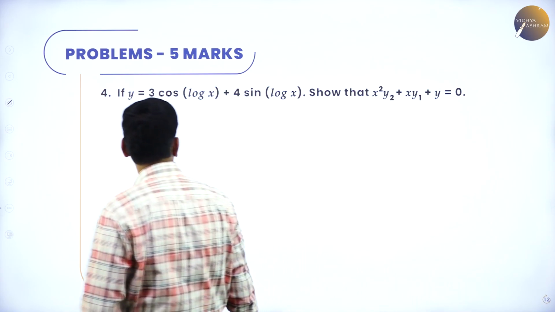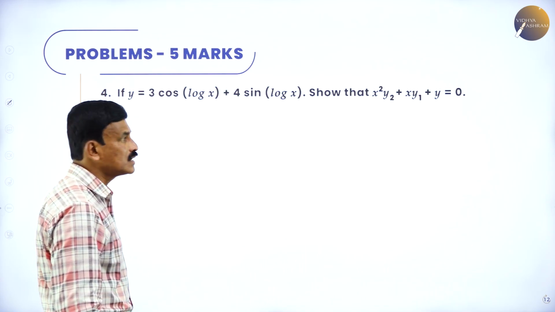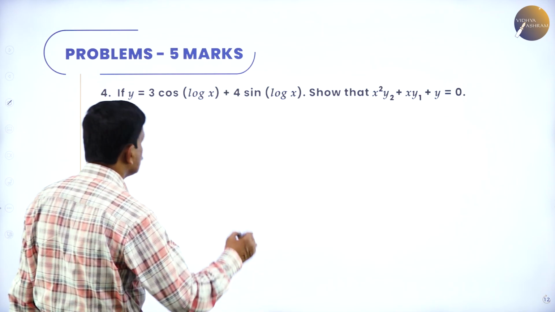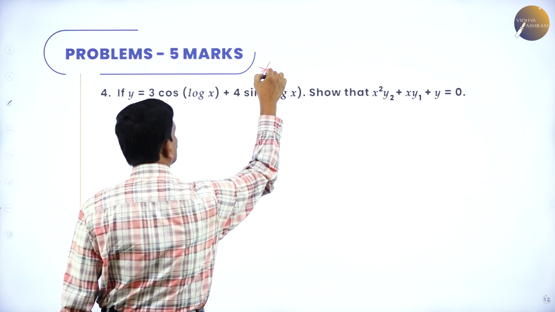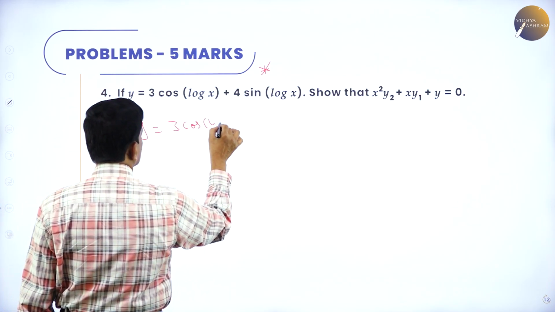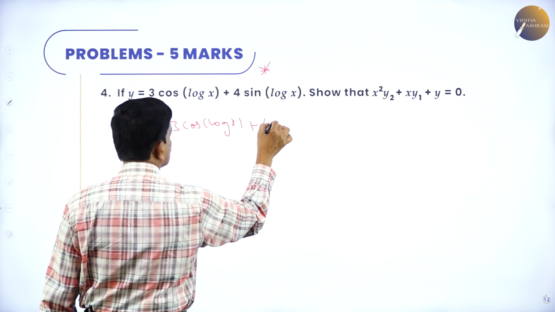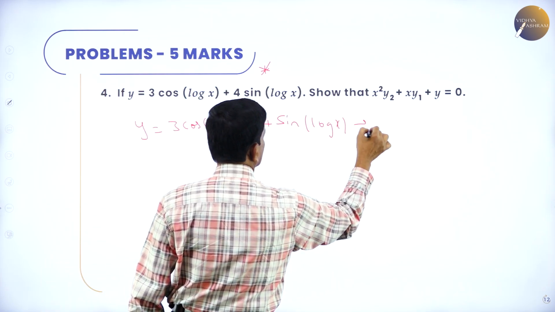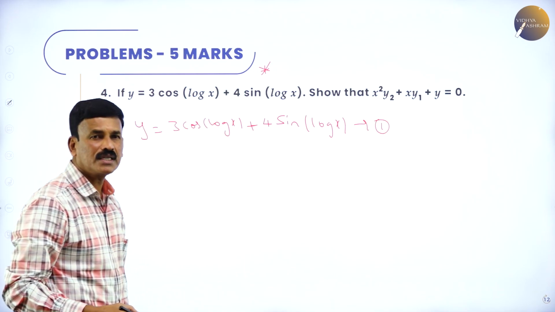If y is equal to 3 cos log x plus 4 sin log x, show that x square into y2 plus xy1 plus y is equal to 0. This is also an important problem for 5 marks. What is given? y is equal to 3 cos of log x plus 4 sin of log x. Let us represent this as equation number 1.